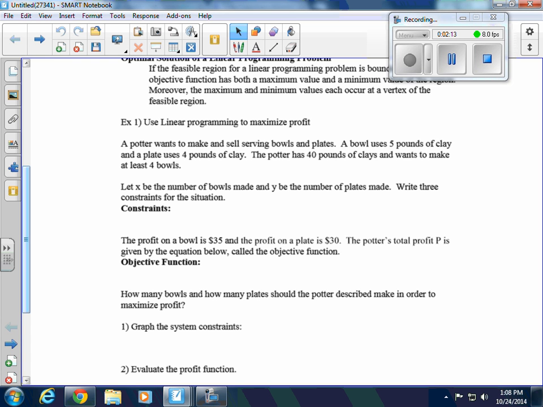So we're going to write some constraints here. First of all, we know that a bowl uses 5 pounds of clay, so 5B, and a plate uses 4 pounds of clay, so 4P, and that he has 40 pounds. Well, the amount of clay that we use has to be less than or equal to 40 pounds. So there is our first constraint.